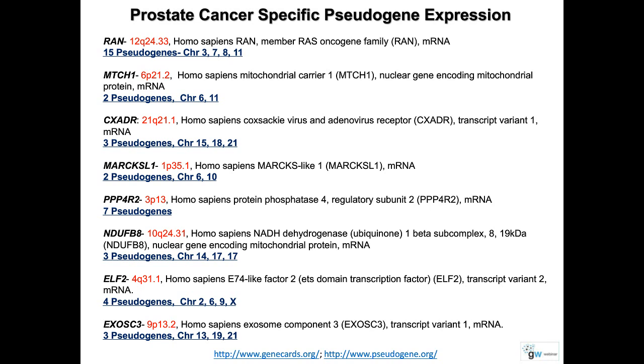So what we found, in our pseudogene genome-wide analysis, was that even though a single gene may have more than one pseudogene, it's not necessary that all the pseudogenes are expressed. For example, for CXADR in prostate, out of these 3 pseudogenes located on chromosomes 15, 18, and 21, we found only the pseudogene on chromosome 15 is expressed, and the other 2 are not expressed at all.